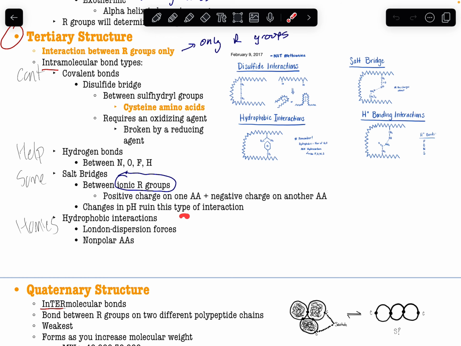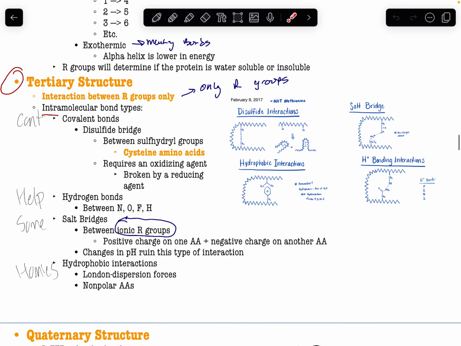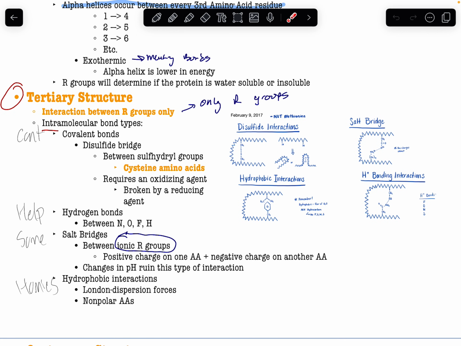And then our last bond is going to be hydrophobic interactions between amino acids. Nothing too crazy. However, whenever you see the word hydrophobic, I hope you get fight or flight and instinctively start thinking just about C's and H's. You're not really going to see any hydrophobic interactions between R groups that contain O's, N's, F's, and H's. That pretty much covers the 4 bonds that you need to know for the tertiary structures. And just a little mnemonic that we remembered is: can't help some homies.